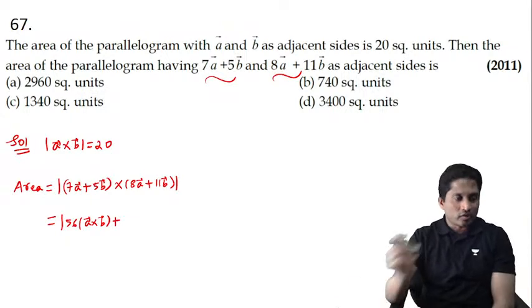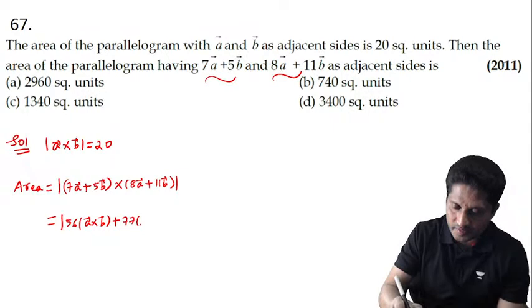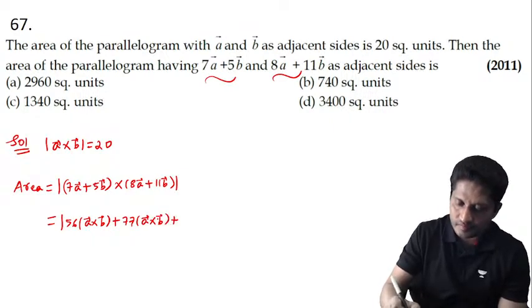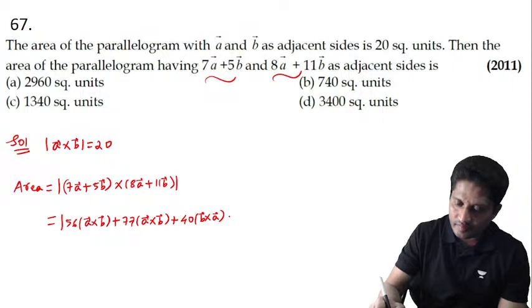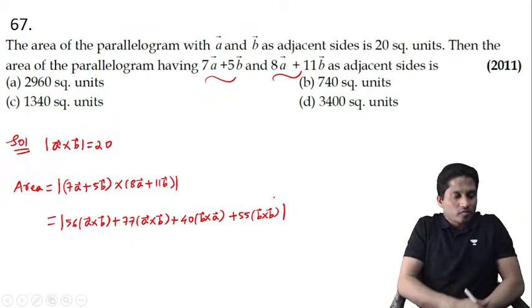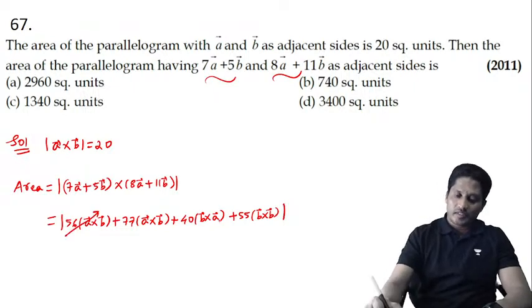This is 56 A cross B plus 77 A cross B. Then 40 B cross A. And then plus 55 B cross B. Okay, and cross product of two similar vectors is 0, right? This is 0 and this is 0.